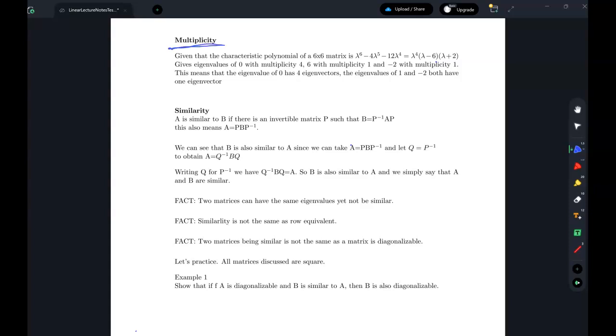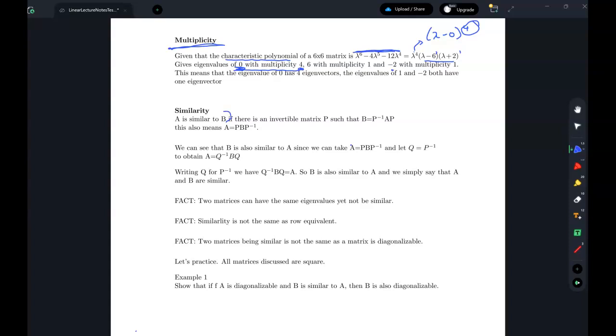So, defining multiplicity, let's look at this example. This here is the characteristic polynomial of a 6 by 6. You see that we can factor out a lambda to the fourth, and that leaves us with this trinomial that we could factor. So this lambda to the fourth is the same thing as saying lambda minus 0 to the fourth. And so what that means is the eigenvalue of 0 has multiplicity 4, because there's 4 of them. And the eigenvalue of 6 has multiplicity 1, and the eigenvalue of negative 2 has multiplicity 1. So that's multiplicity. All right, similarity.